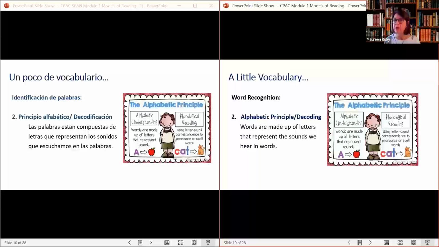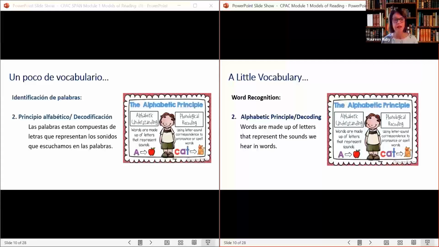English is a little bit harder than Spanish. Spanish has a more one-to-one relationship. In English, we have sounds that can be represented by different letter patterns. Think of the sound at the beginning of fish. That can be represented by an F. It can be represented by a PH. It can be represented by an OUGH. It can be represented by two Fs. That doesn't happen in Spanish.